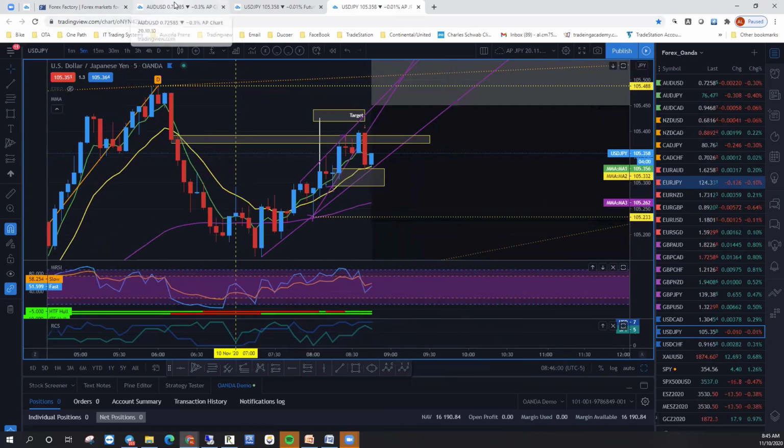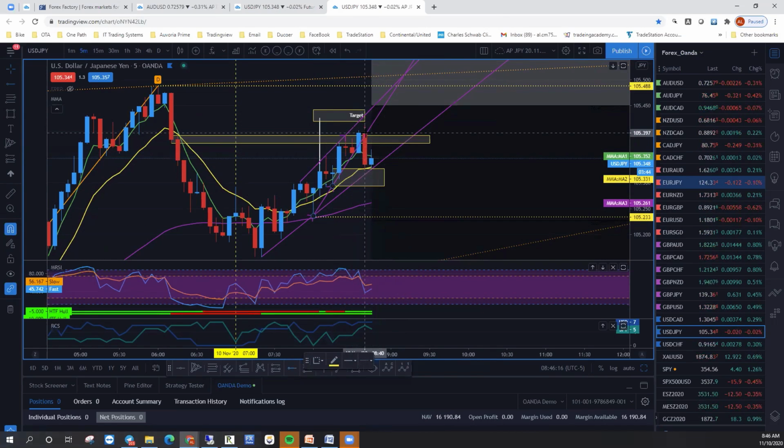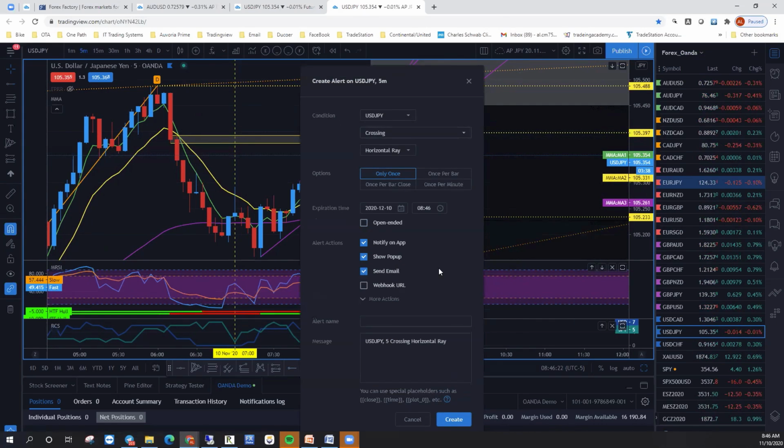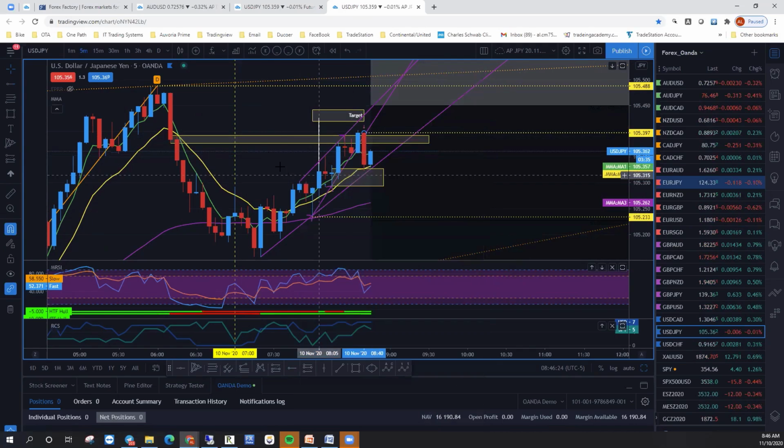And let's take a look at the Euro USD while we're sitting here. Right now we're in a range here. I'm going to set an alert right up here where this red rejection was, so I know what to be looking for. Add an alert. Crossing, create.